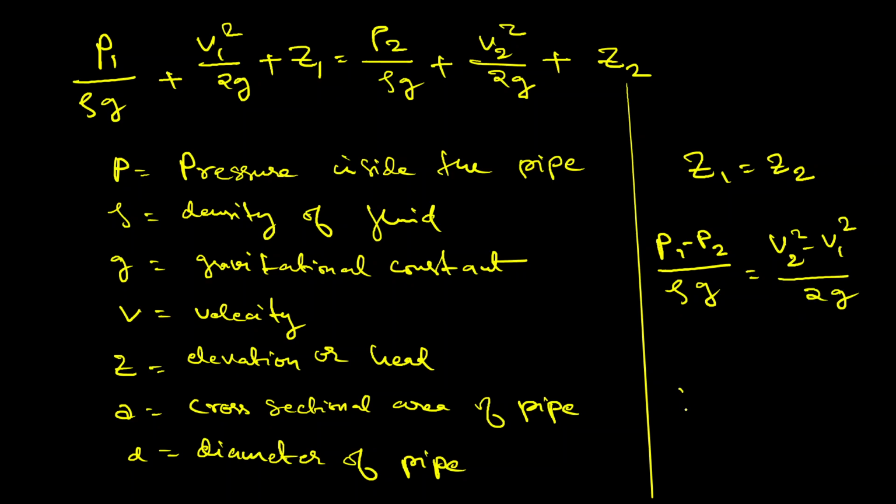H is equal to... By writing (P1 minus P2) upon rho g, we can write it as a head here. After that, we got (V2 square minus V1 square) upon 2g. This one I will write as equation 1.